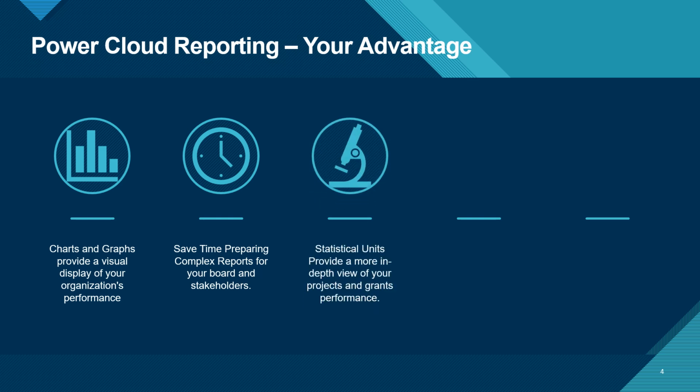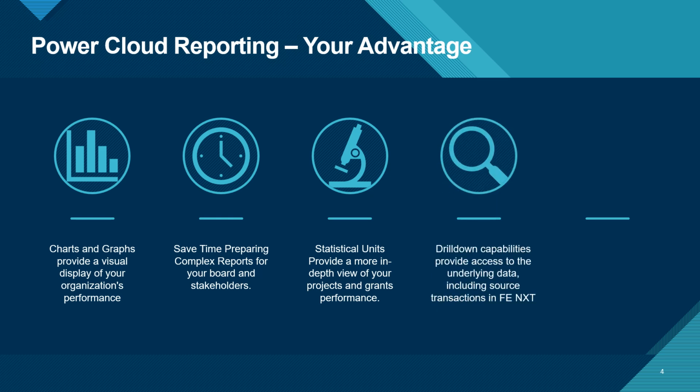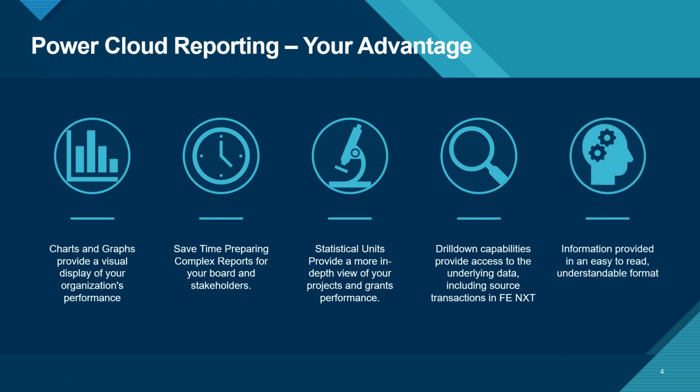Statistical units provide a more in-depth view of your projects and your grant's performance. Drill down capabilities provide access to the underlying data, including source transactions in FENXT. Information is provided in an easy-to-read, understandable format.